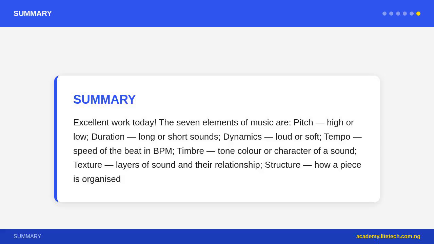For homework, listen to any Nigerian song of your choice. It can be Afrobeats, gospel, highlife, or traditional, and identify all 7 elements in writing. Bring your analysis to the next lesson.